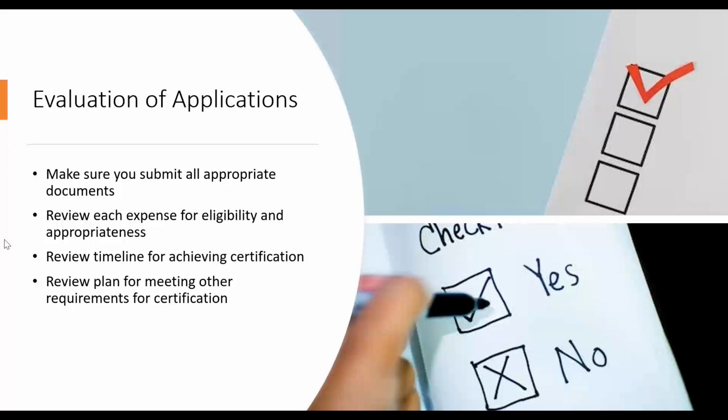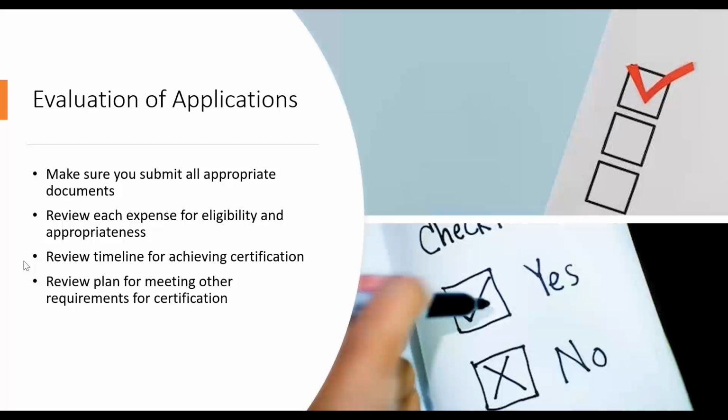Review your timeline for achieving certification. Again, we have to spend these funds by the end of the year. So we got to have you certified by October 15th. So make sure that your timeline for everything that you need to do for certification can be done by October 15th. And then review, again, your plan for other requirements for certification.